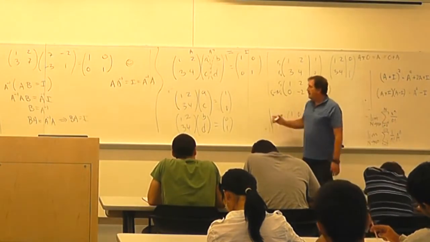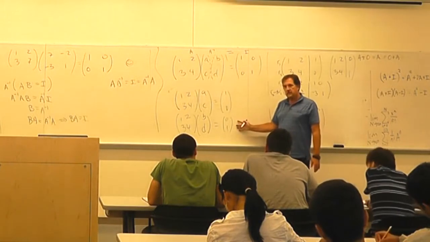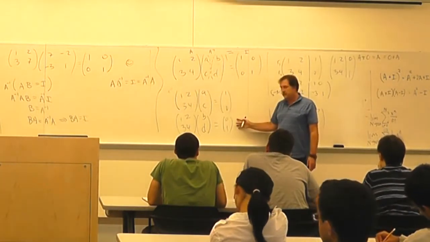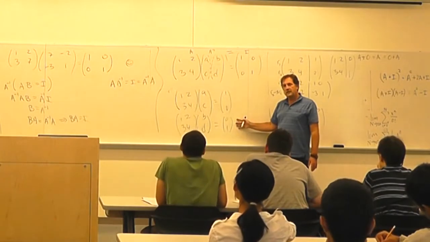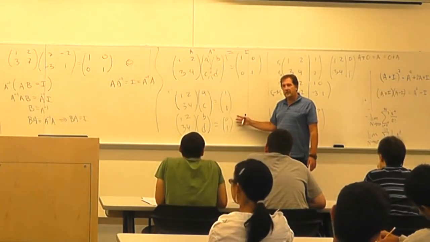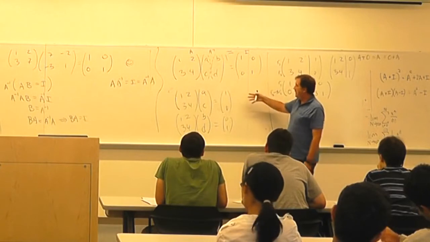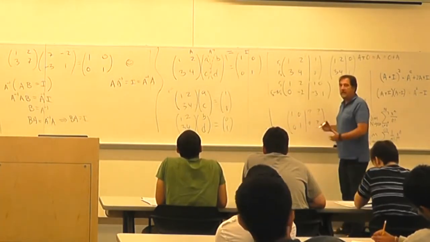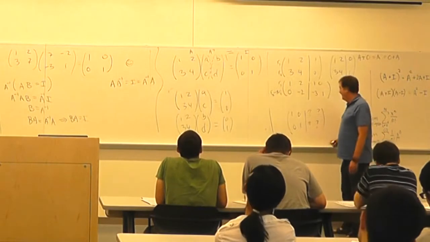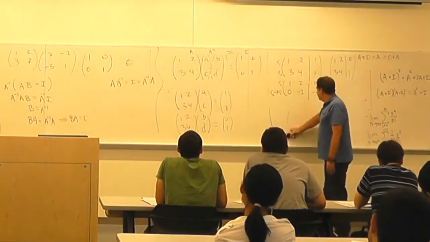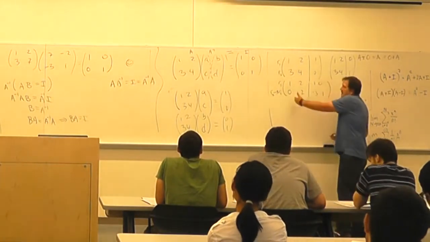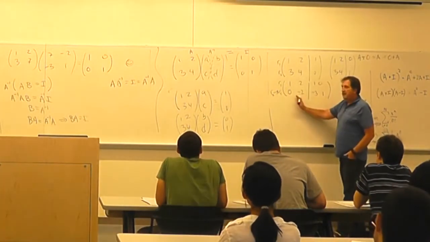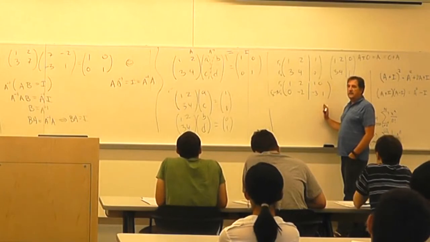I want to solve the pair of equations. I want to solve this one, and I want to solve this one. But the way I can solve them together is just by doing them both together. All right, so I'm just going to try and pull out of this the identity matrix over here, and magically my answer will appear over here.